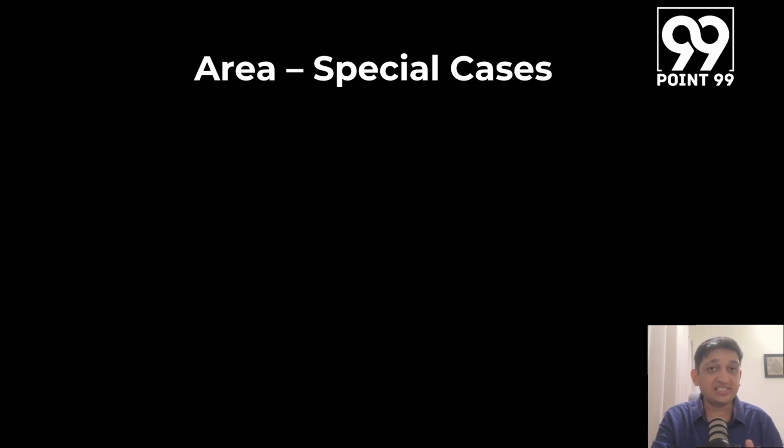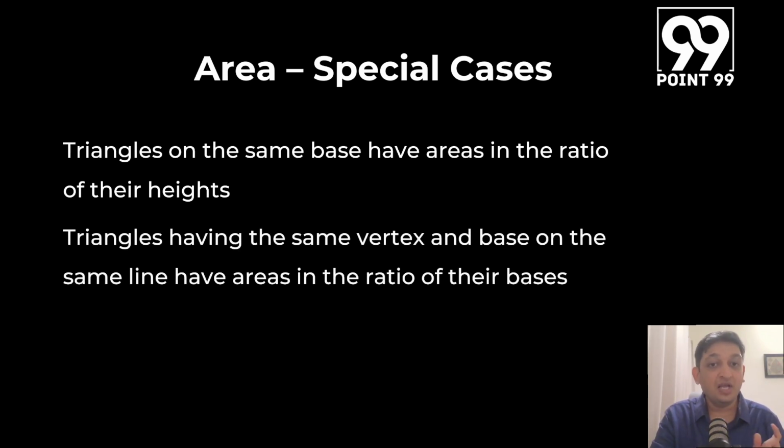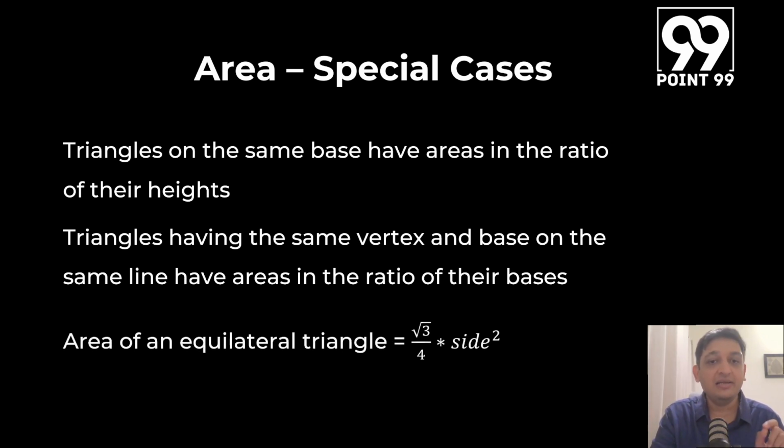In terms of special cases, when it comes to area, triangles on the same base will have areas in the ratio of their heights, because they will have the same base, and half into base into height is the area of any individual triangle. Also, triangles having the same vertex and base on the same line will have areas in the ratio of their bases. In other words, if there are two parallel lines between which the triangles are located, the heights of the two triangles will be equal, and that's why the areas will be in the ratio of their bases.